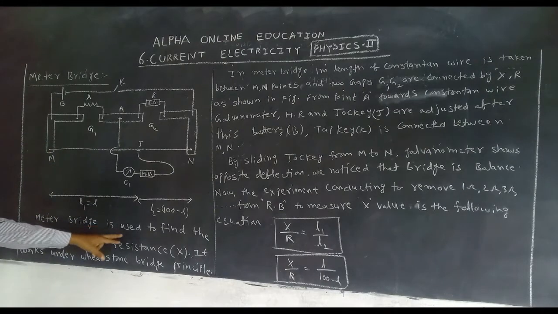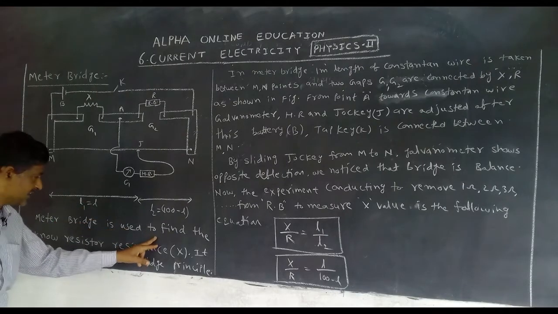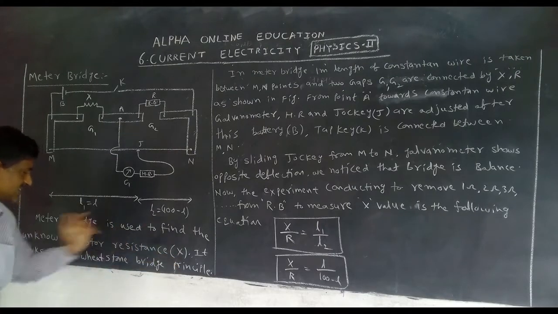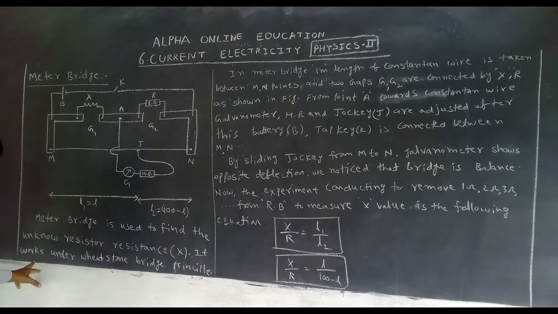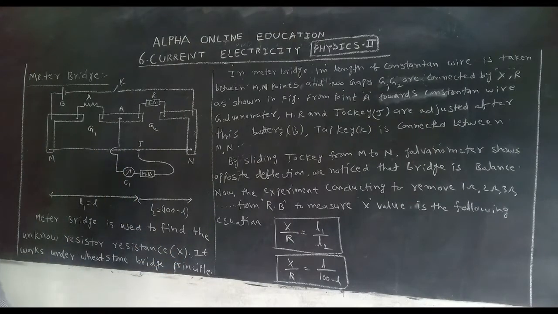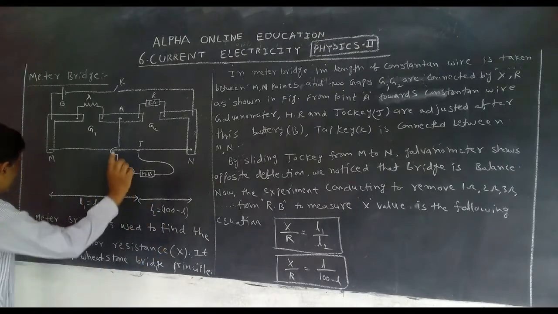Meter bridge is used to find the unknown resistor resistance, symbol is X. It works under Wheatstone's bridge principle. In the examination, you must draw this diagram and write this matter. Now, what is L1, what is L2, I will explain later.